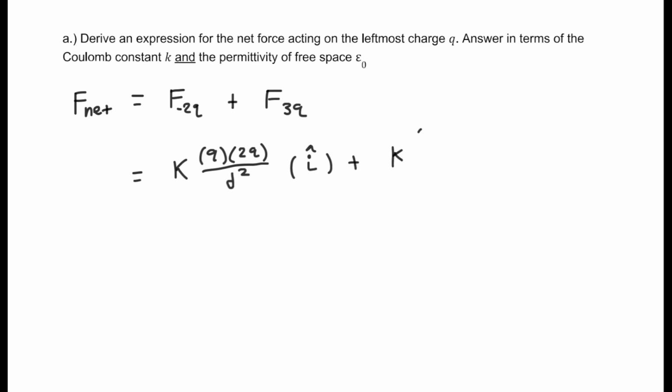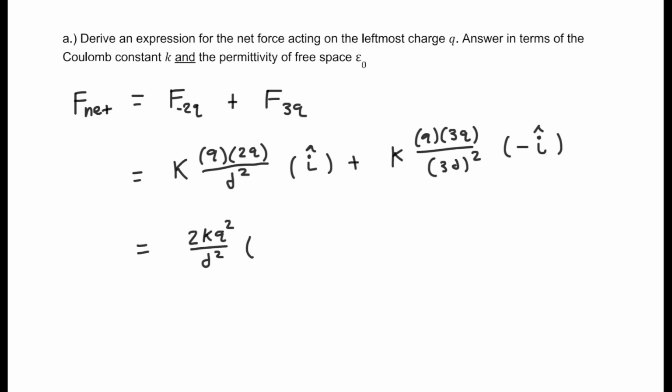And then we do a similar thing with the Q being repelled from the 3Q, which is at a distance of 3D squared. So again, remember that we're squaring the entire distance term. And this time, this is a repulsive force, so it gets a negative I hat attached as a unit vector. And then working out everything in common units here, we'd get 2kq squared over d squared, which is the rightward force in the I hat direction. And then we'd get, well, 3 divided by 3 squared is going to be a third, so I'd get 1/3 kq squared over d squared, and that would be acting in the negative I hat direction.